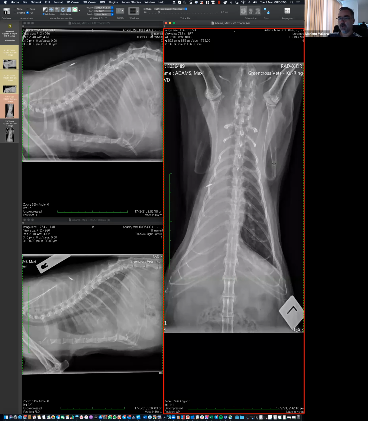But the approach, I like it. It's very simple. That hemithorax is white. There's fluid or cells. There's something going on there. Then the next step is, can we go a bit further? Can we try to figure out where it is anatomically? Sometimes we can't.